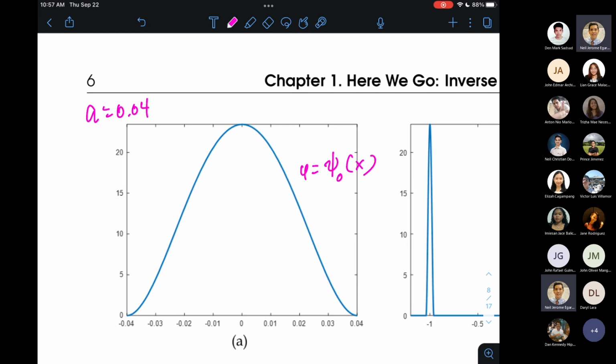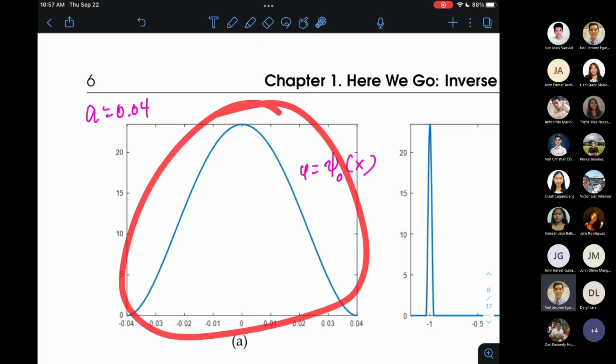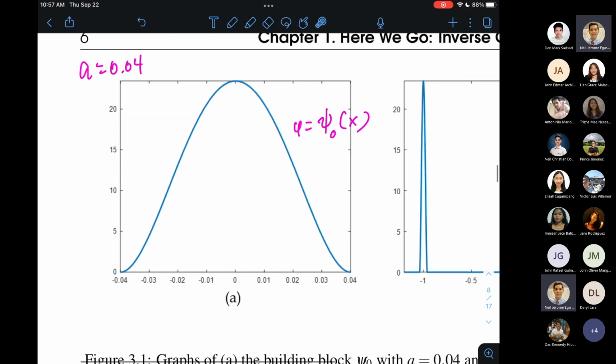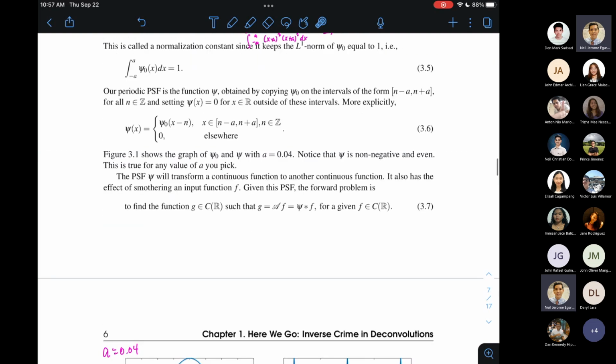Alright, that's fine. Okay, so yan si psi sub 0. Tapos, para makuha si psi, yung pang-convolution natin, kukopyahin ko lang to all throughout the real number line. So you see, its length is 2a. So 0.08 lang yan. So kukopyahin ko lang to sa mga intervals ng itsura ay n minus a at saka n plus a. Tapos magzi-zero na siya everywhere. Right? Where n is an integer.